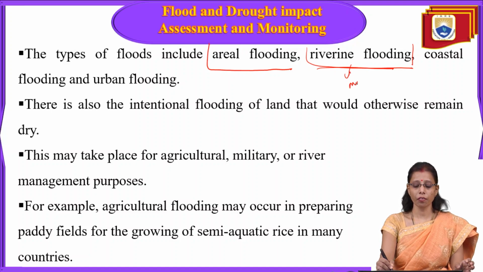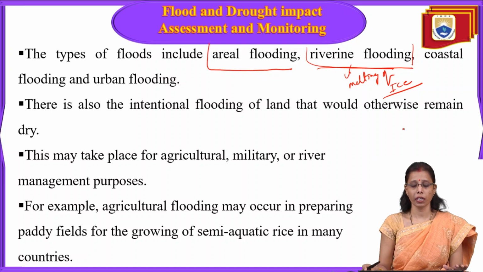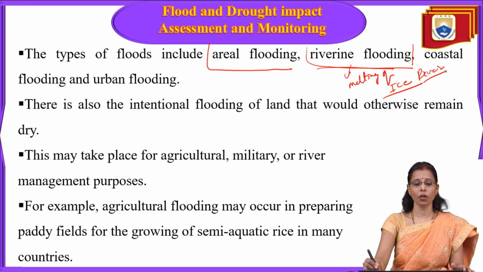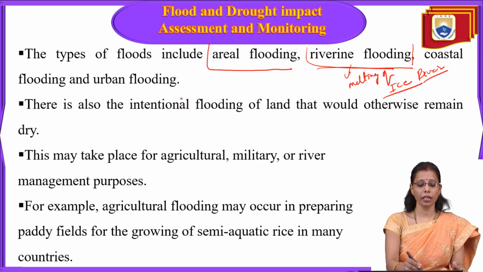Either through melting of ice, or suddenly a lot of water flows into the river, and the river does not have that much capacity to hold the water. That's why this kind of riverine flooding will occur. If riverine flooding has occurred, the banks of the river will be totally flooded or submerged in water, which will affect the crops, the urban areas, the villages, and the property, and loss of lives also occurs due to this kind of flooding. So the coastal flooding and the urban flooding.